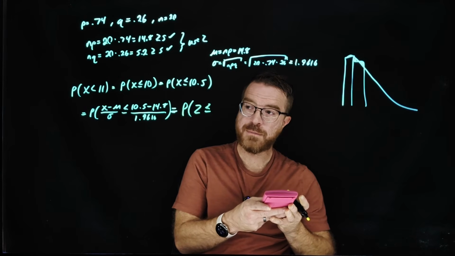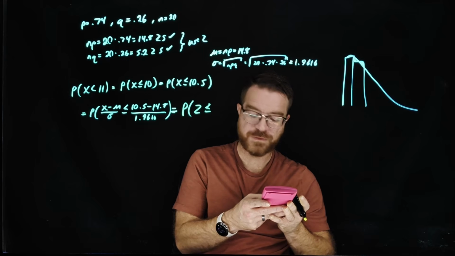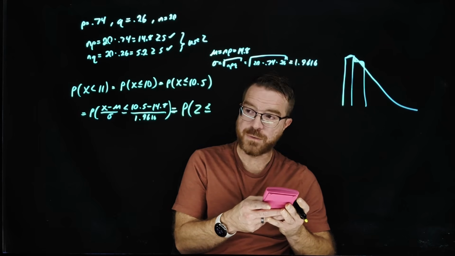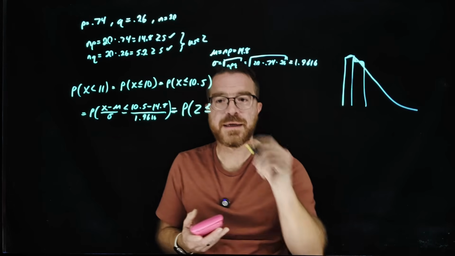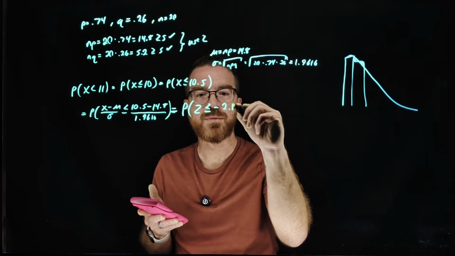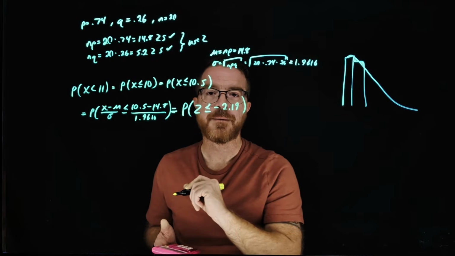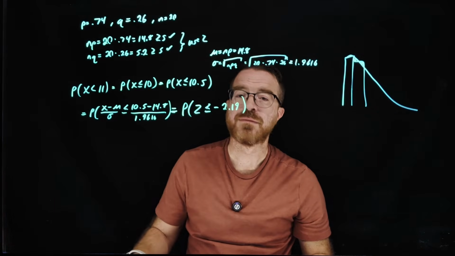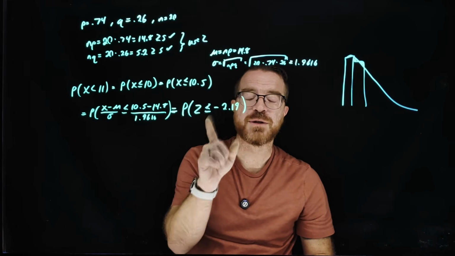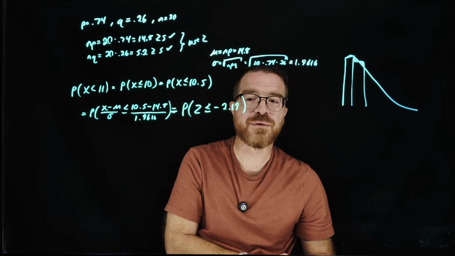So I have 10.5 minus 14.8 divided by 1.9616. And I get a z value of negative 2.192, so negative 2.19. Can we look this up in our table? We sure can, because we have a negative z value and we're looking to the left. So let me switch over to our z table and we'll find that real quick.